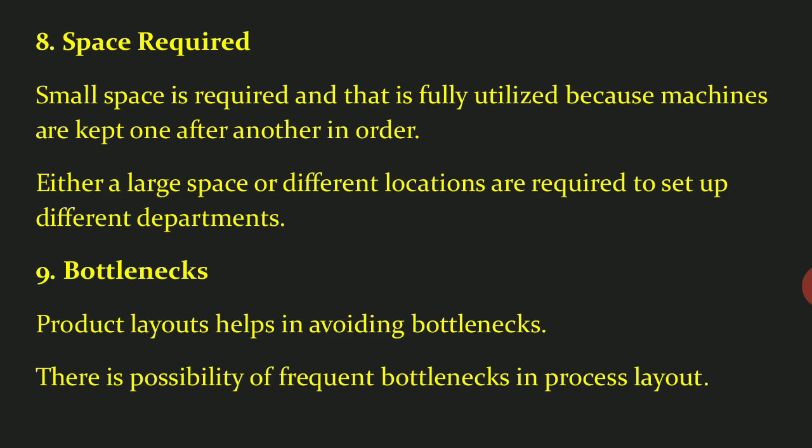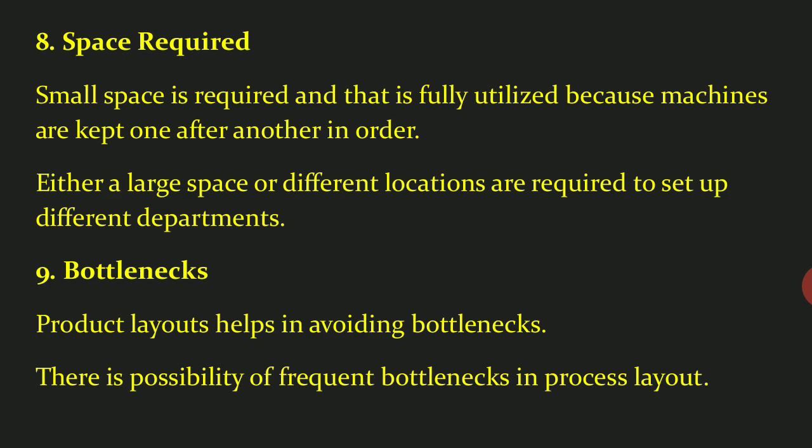Coming back to the space required. Now, small space may be required in the product layout because it is fully utilized, as machines are kept one after the other in order. You are placing machine one, second, third, fourth, and likewise. So small space is required as compared to the process layout.